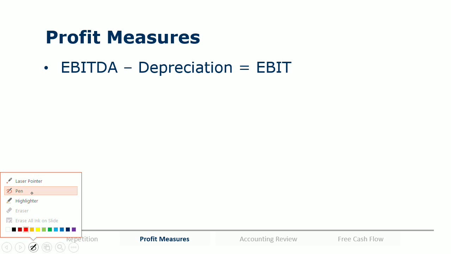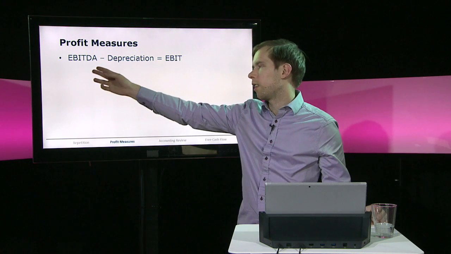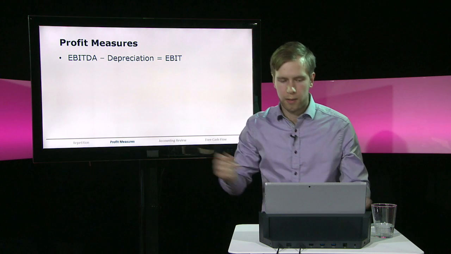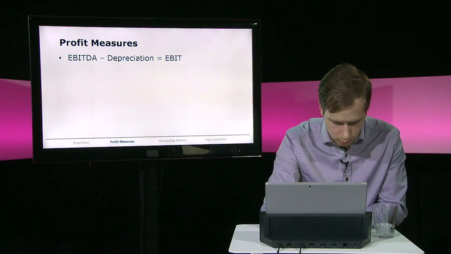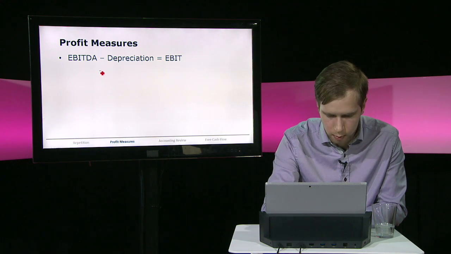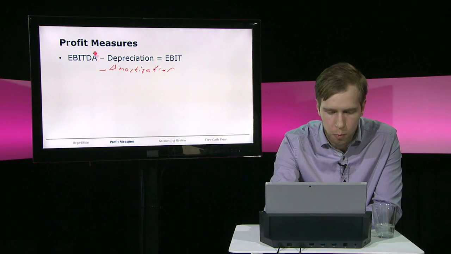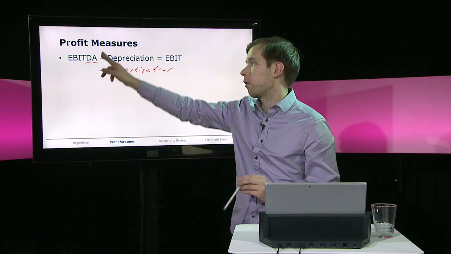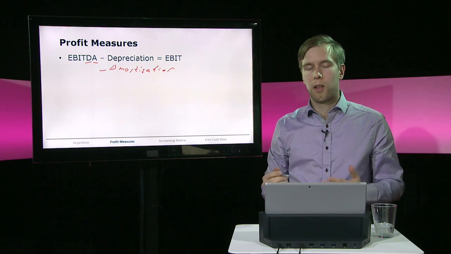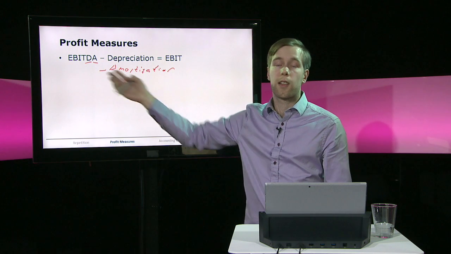So a little bit more about the profit measures. If you have EBITDA and you subtract the depreciation and amortization, then you come to EBIT. So if you remove the D and the A, then you simply get EBIT. If you know the depreciation and you subtract it from EBITDA, then you would reach EBIT eventually.